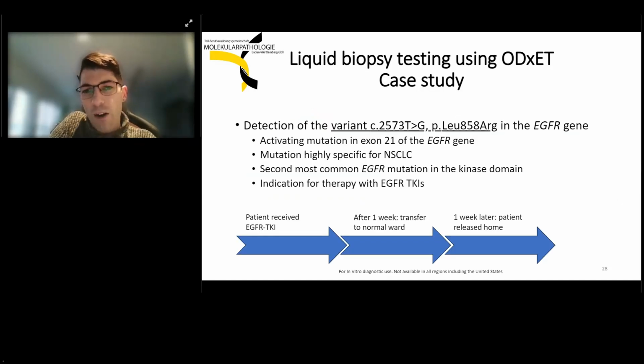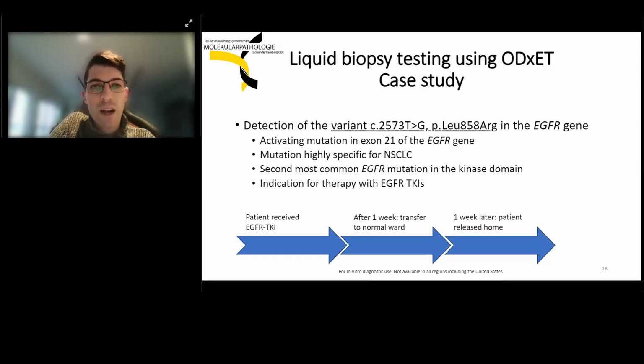And what we found, so we found a variant leading to the substitution of the amino acid leucine at position 858 to an arginine in the EGFR gene. This variant resembles a typical hotspot mutation, which is highly specific for non-small cell lung cancer.